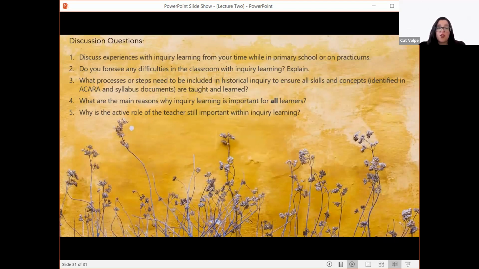First of all, time is an issue. It does take time. And to teach through inquiry learning, it becomes a bit more clear as we're looking through the syllabuses that inquiry learning would be appropriate. So why is the active role of the teacher still important within inquiry learning? So all these questions are really valid and I think important as we're interrogating the use of inquiry learning in the classroom. And I hope that you'll take the time to answer the questions for this week.